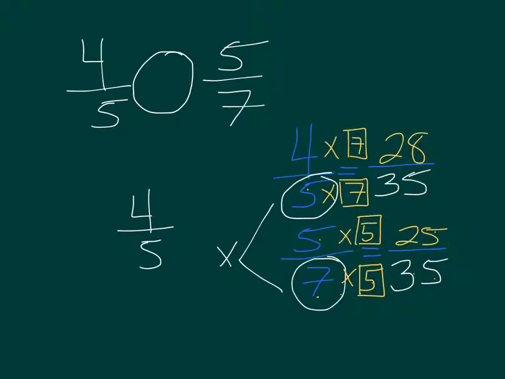The pizzas are both the same size and cut into the same exact number of pieces. It's as simple now as looking for the fraction which would give you the most pizza, which would be 28/35. 28/35 is larger than 25/35. Therefore, 4/5 is larger than 5/7. If you need to rewind this and look at that one more time, please do so now before we move on.